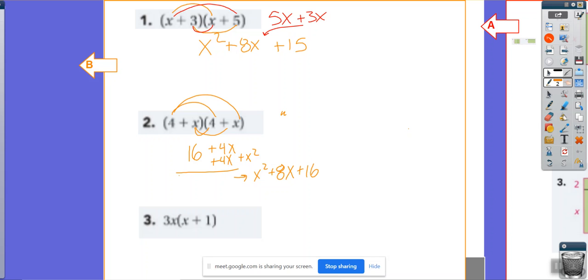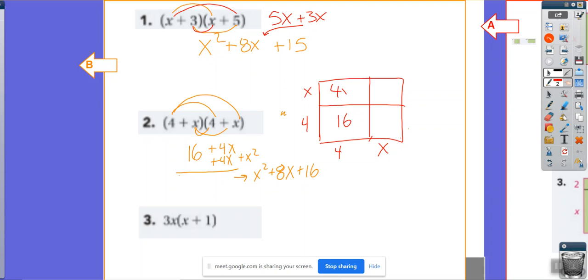And incidentally, for those people who do like the divided rectangles, we could have just drawn our rectangles like this. We have 4, and this part is x. 4 and x. 4 times 4 is 16. 4 times x is 4x. 4 times x is 4x. And x times x is x squared. And we get the same thing that you did, Anna. Perfect.